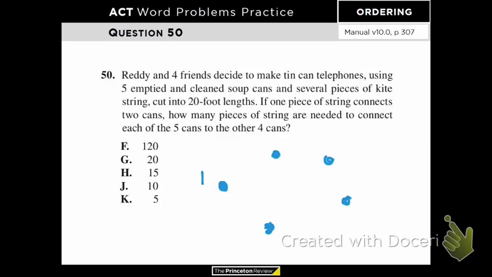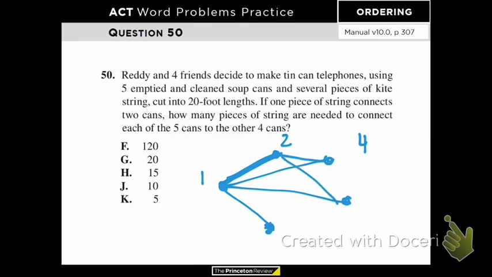If I start over here with number 1, I need to connect to all of the other ones. So right now I'm at 4 connections. So then I'm going to move over to can 2. Now, these 2 are already connected, so I don't need a new string for this one. But I do need to connect to the other 3. So I'm adding 1, 2, 3 connections.